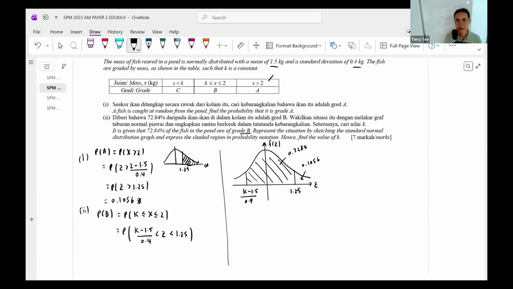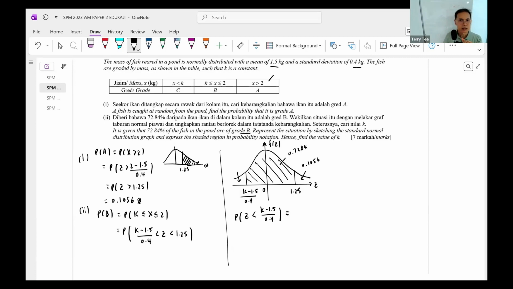Very long, right? Okay, now find the value of k. By the way, this one is 0. I need to label 0. I can show you one by one slowly. I'm so tempted to cut short my working, because by looking at the graph, you can actually tell. By looking at the graph, you can find this one. How to write this? P Z less than, what is this? K minus 1.5 over 0.4.